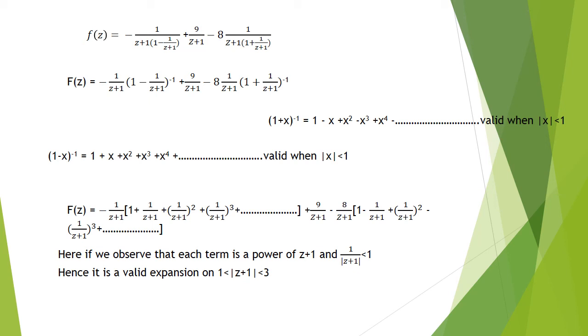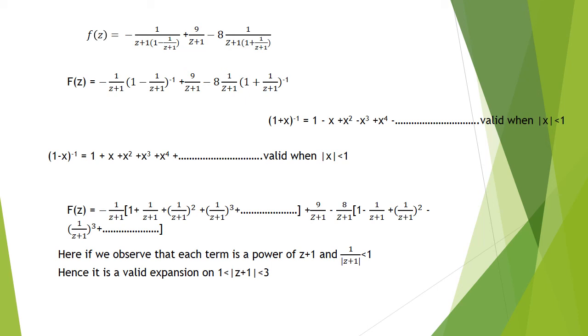So here, because we have expanded already, just look at the expansion. All the terms in the expansion are powers of z plus 1, whether negative or positive. So it is a Laurent series expanded in terms of z plus 1, which is what we want, because the region is given as 1 less than mod z plus 1 less than 3. That means the expansion should contain only the powers of z plus 1. So look at the expansion of f of z. All terms of f of z have powers of z plus 1.